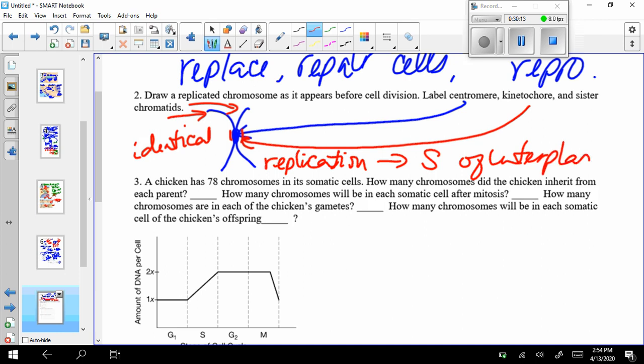Replication we will do in our next unit, but replication is like when we have helicase and we break the hydrogen bonds and DNA polymerase says, okay, I need an A and a T and a C and a G, and it goes along and it builds so that you have these two sister chromatids which are identical to each other. The centromere holds it together, but then the spindle fibers are going to come and attach to those kinetochores to pull them apart during mitosis.